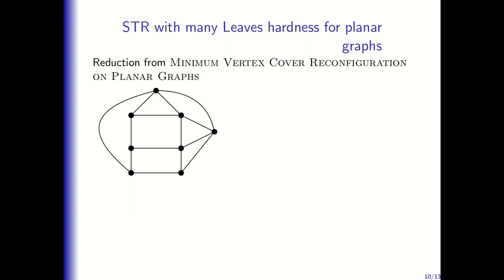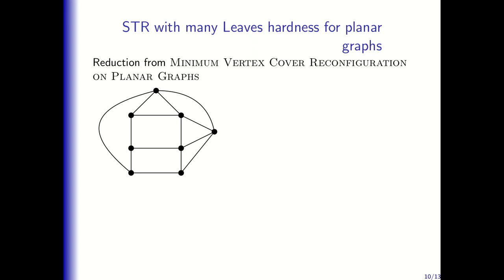And so now what happens if we ask for spanning trees with many leaves? So I will only explain how we can prove that this is hard for planar graphs. And so this is a reduction from minimum vertex cover reconfiguration on planar graphs. And so what is the idea?